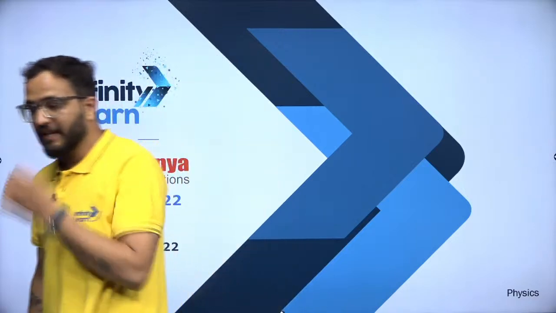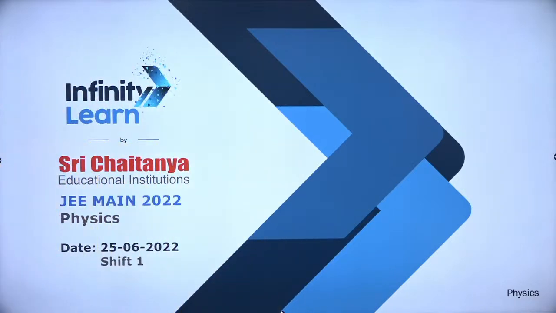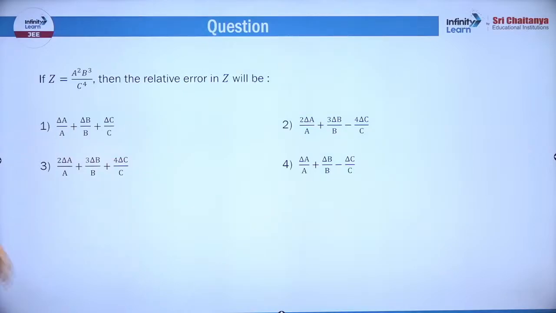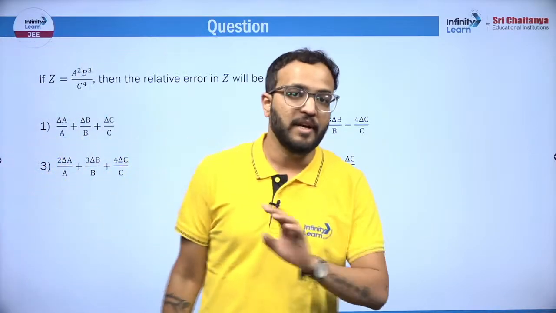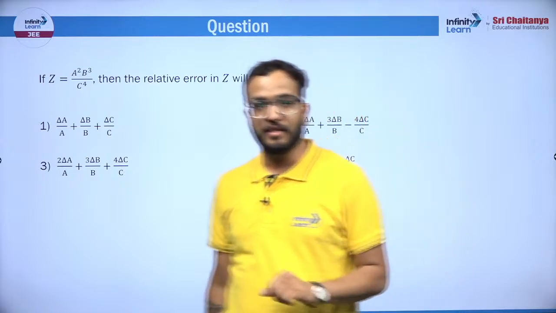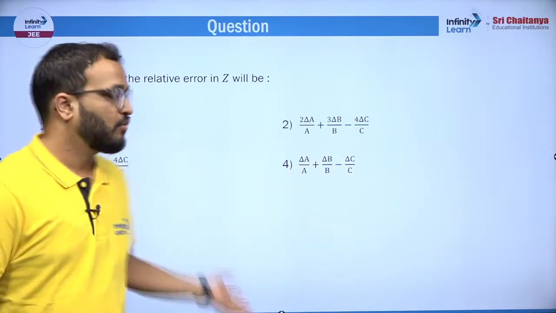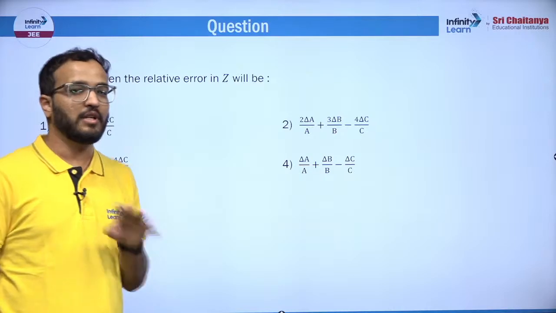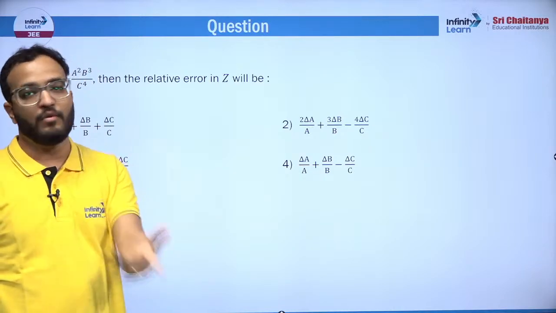Okay, so let's begin with the first question, students. Before discussing this paper, one more thing I want to share with you, that this paper was relatively easier as compared to the 24th June physics paper, right? This was relatively easier, and I think to solve this paper a student should have taken around 45 minutes.